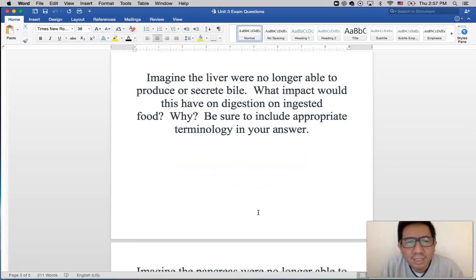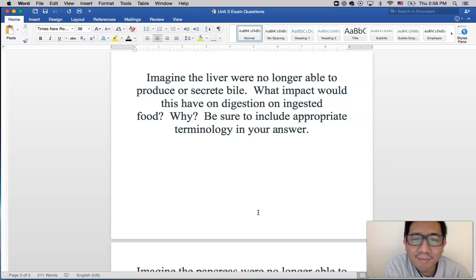Next one, imagine the liver were no longer able to produce or secrete bile. What impact would this have on digestion, on ingested food? Why? Be sure to include appropriate terminology in your answer. So imagine that your liver were no longer able to produce or secrete bile. First question you have to ask yourself, what does bile do? Bile emulsifies fat.